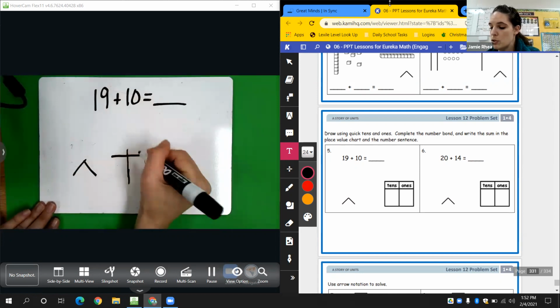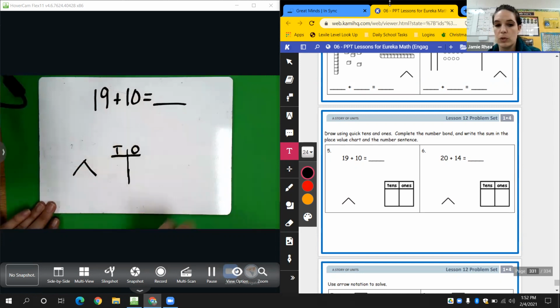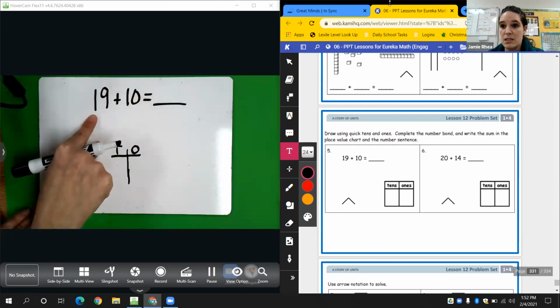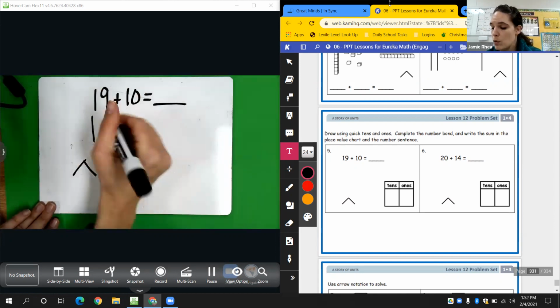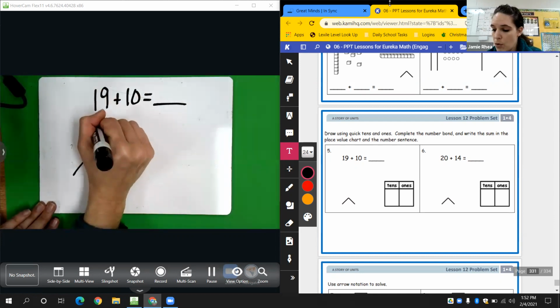Let's make our place value chart. I'm going to put a T for 10s and O for 1s. Okay, now I need to draw this because it tells me draw quick 10s and 1s. How many 10s do I have? 1 10. How many 1s do I have? 9 1s. 1, 2, 3, 4, 5, 6, 7, 8, 9.